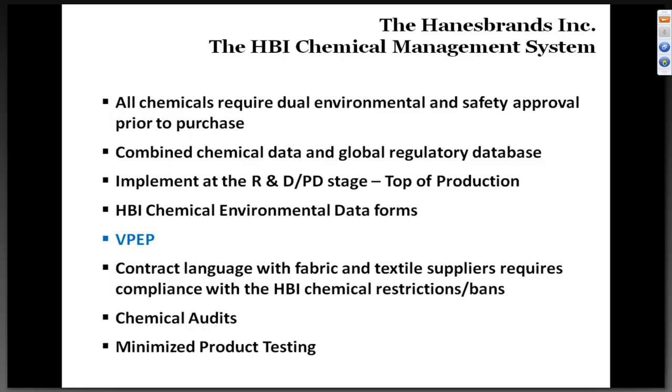I've already mentioned the Voluntary Product Environmental Profile form. There is contract language, again, with the fabric and textile suppliers, requiring them to follow our chemical management system. We are doing chemical audits not only of our sourcing facilities, but our own facilities as well, and the fact that we've been controlling the chemicals going into our product, we have got to the point that we minimize product testing.